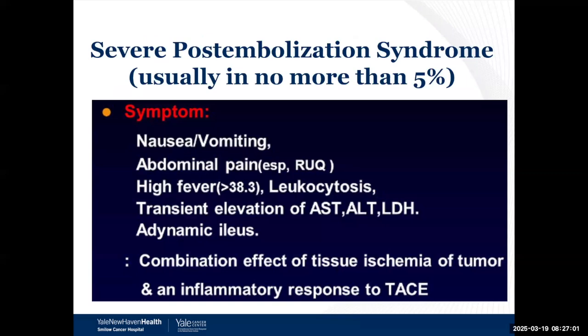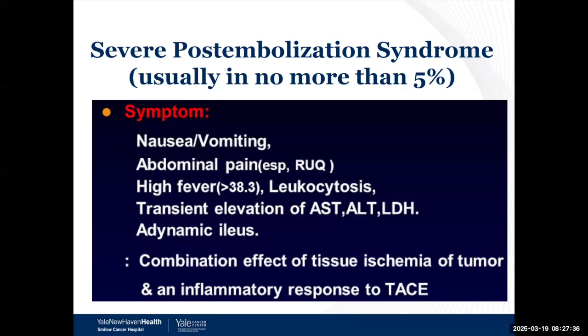Severe post-embolization syndrome is something that should be known. 5% of patients develop really severe symptoms: nausea, vomiting, abdominal pain, really high fever, leukocytosis, and transient elevation of liver function tests and transaminases. This is not rare. It's 1 in 20, but there is also a spectrum. Elevation of AST and ALT to the low hundreds is fine. But if you have thousands, you should be worried about an extensive liver injury. This is treated with supportive care. You can give them steroids, you can give them NSAIDs.